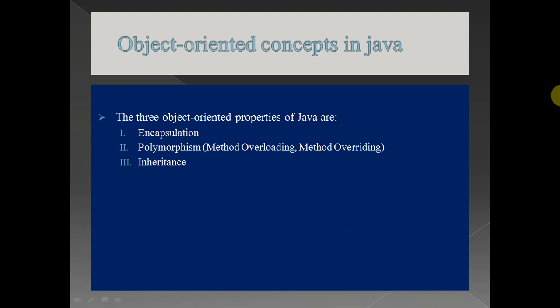These are the 3 object oriented properties of Java: encapsulation, polymorphism, and inheritance. All these things will be discussed in module 1 in the subsequent videos.